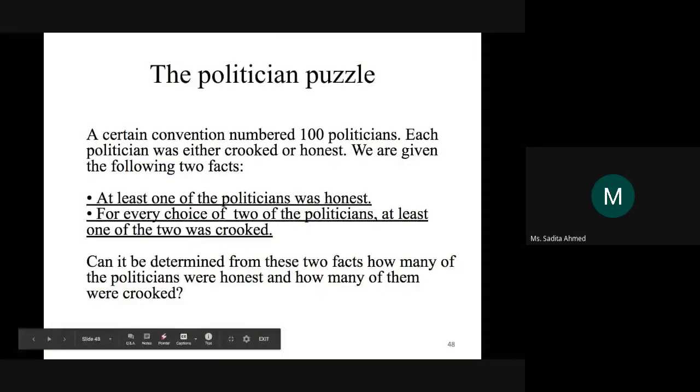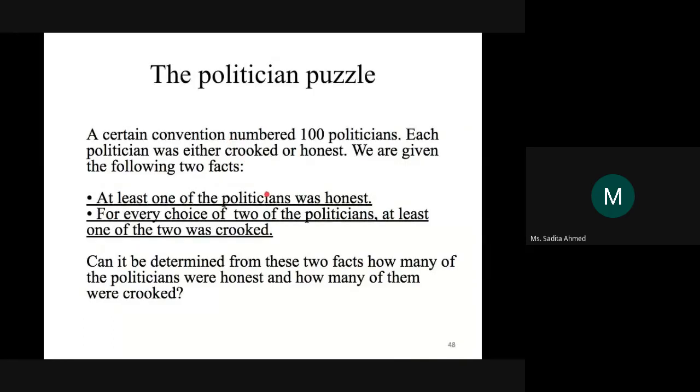Okay. So in the problem here, we have a total of 100 politicians. Each of these politicians, it is said, will either be crooked or honest. So it's sort of an XOR scenario here, right? They can either be crooked or honest, neither both nor none, right? Each of these politicians, crooked or honest.